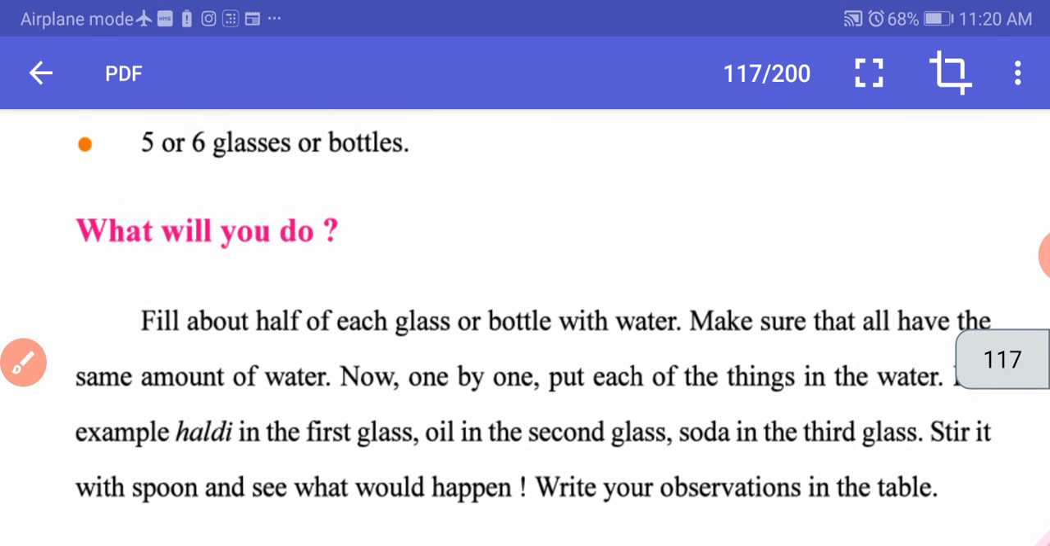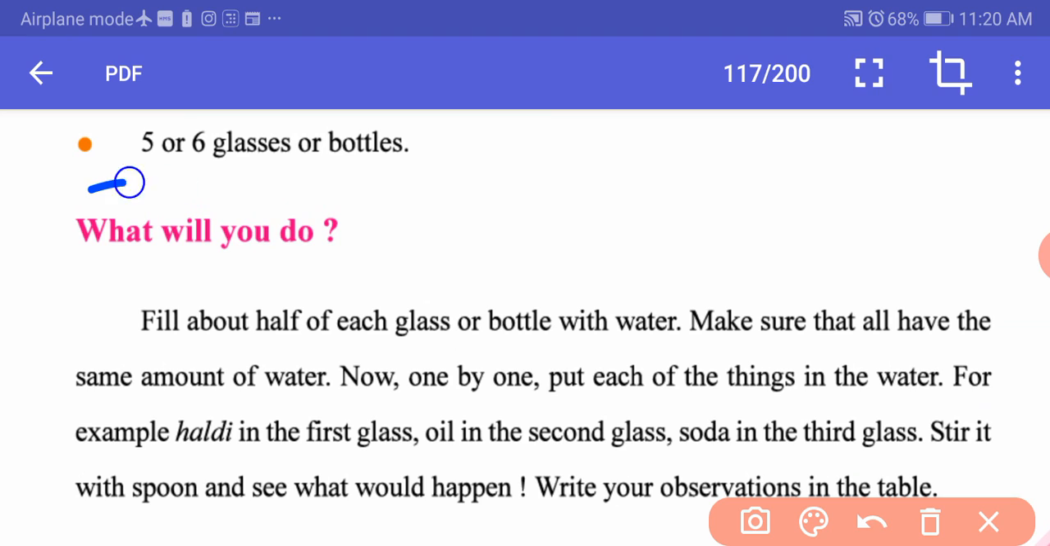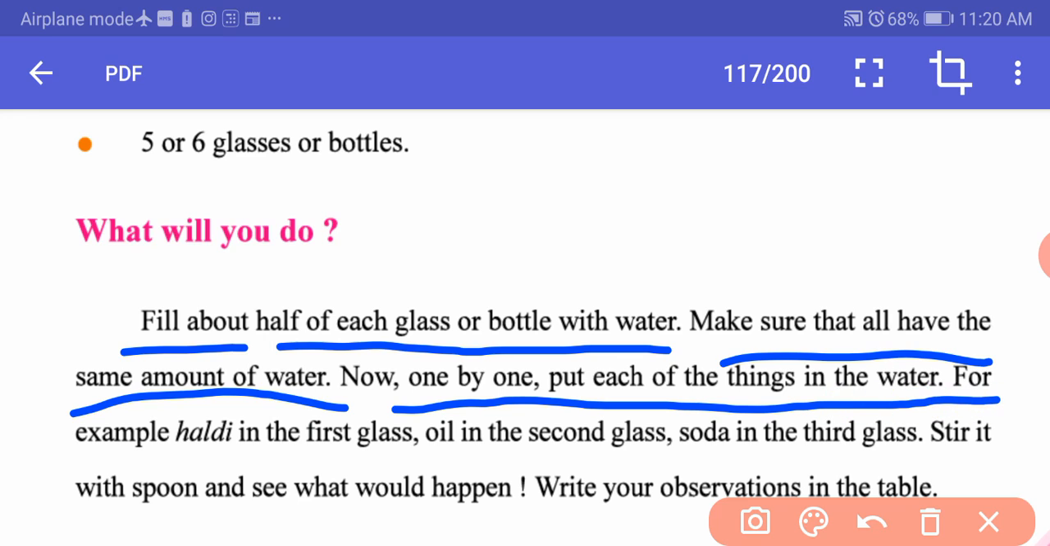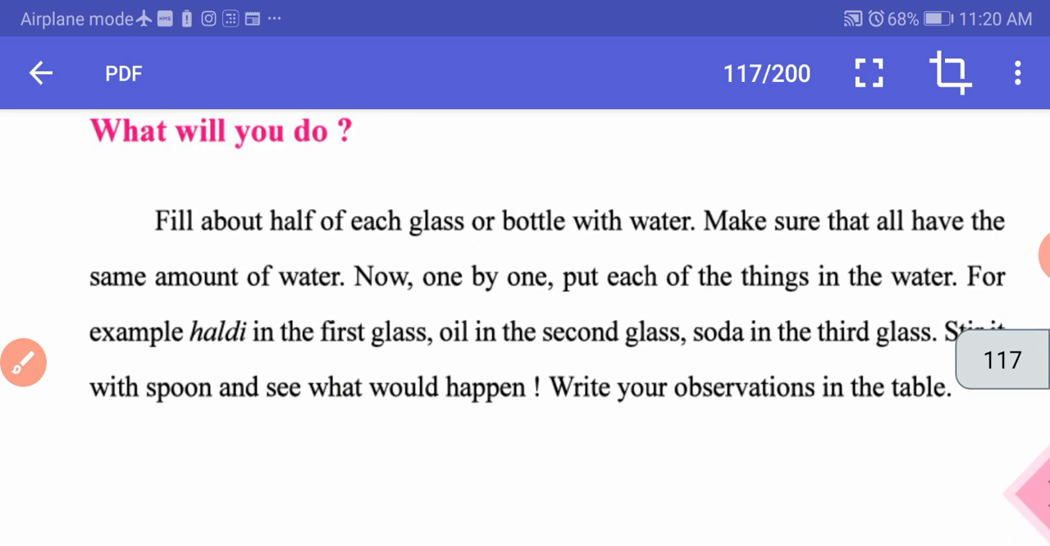Now what do you need more? 5 or 6 glasses or bottles. Now what will you do? Fill about half of each glass or bottle with water. Make sure that all have the same amount of water. Now one by one put each of the things in the water. For example, haldi in the first glass, oil in the second and so on. You can continue.